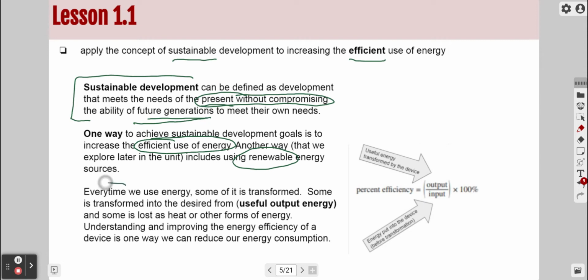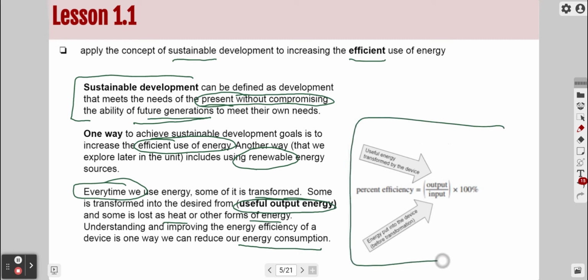Every time we use energy, some of it is transformed. Some of this energy transformation is into useful energy output, and some is lost as heat or other forms of energy that we might not want, like light or sound, depending. Understanding and improving the energy efficiency of a device is one way we can reduce our energy consumption. So you use this equation, the percent efficiency, where you always put the output energy, also known as the useful energy, that the device is meant to transform and create, over the input energy. So this is the total amount of energy you had to put into the device. And then multiply by 100.